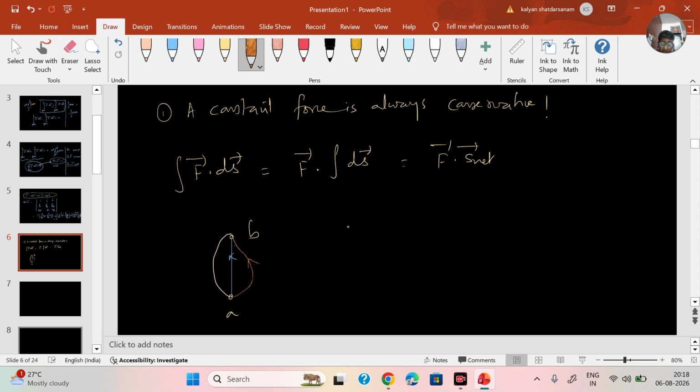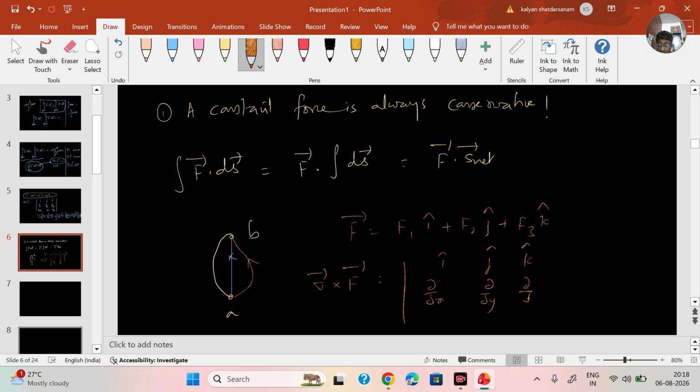There is another way to prove it also. Constant force means you can write F as F1 i, this is a constant, it's not changing, plus F2 j plus F3 k. Here F1, F2, F3 are constants. You can check for del cross F, right? So it will be i, j, k, dou by dou x, dou by dou y, dou by dou z, and then you have constants F1, F2, F3.